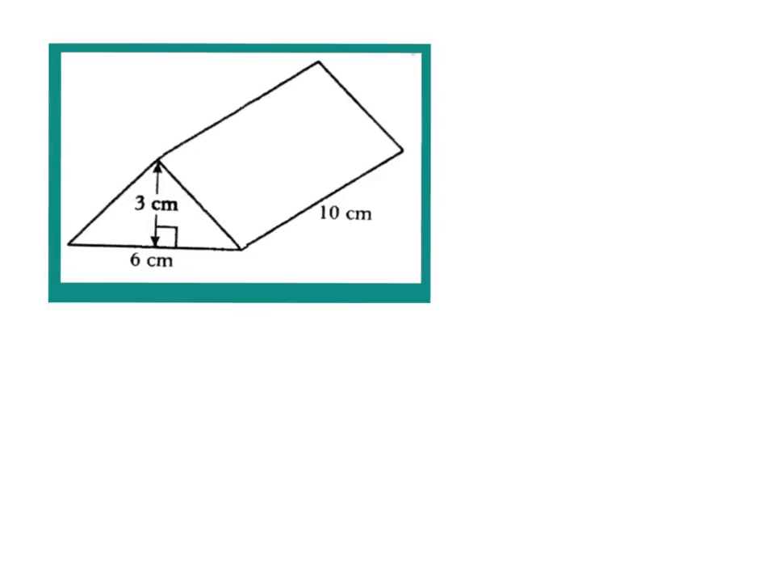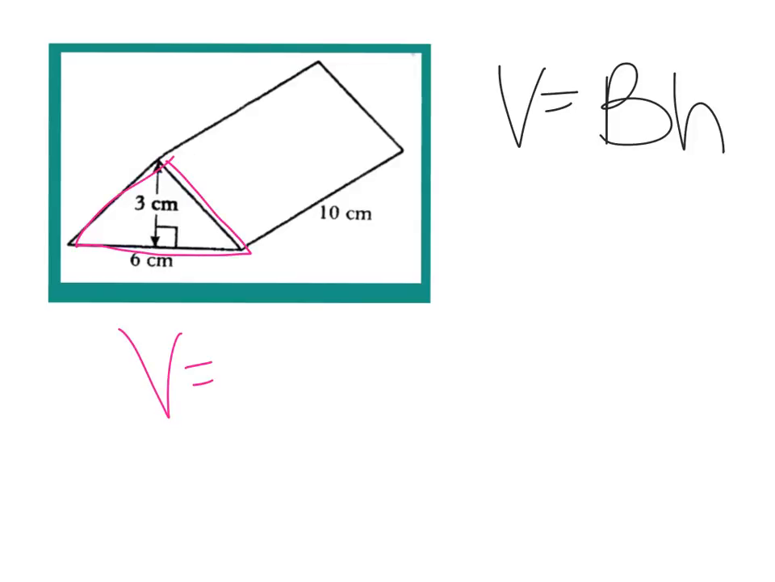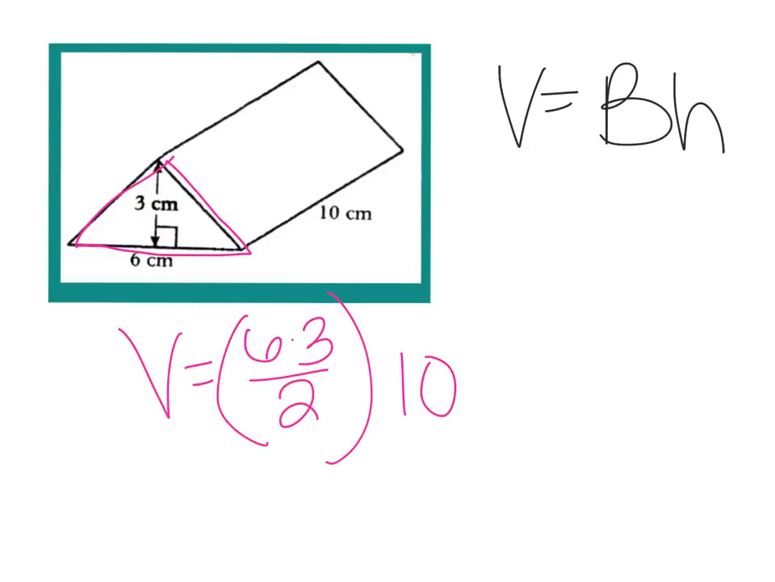Go ahead and go to the Google slide that looks like this one, and we're going to do this one kind of together. So remember, volume equals big B times height, area of the base times the height. For this one, this is a triangular prism, so our base is the triangle. When we do our volume, we're going to do our big B, so 6 times 3 divided by 2. That's the area of our base, times our height, which is 10, because the height is going this way.